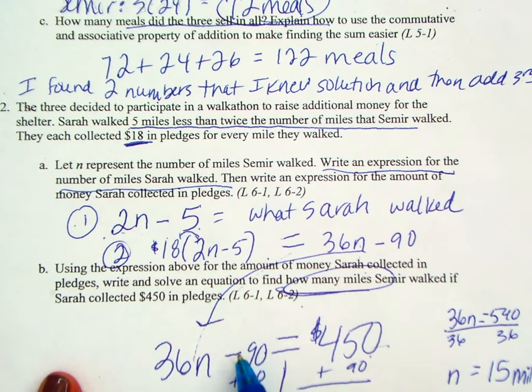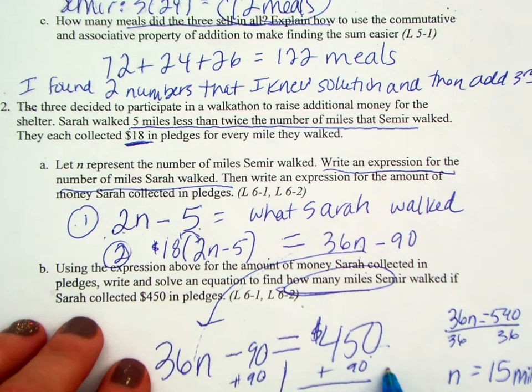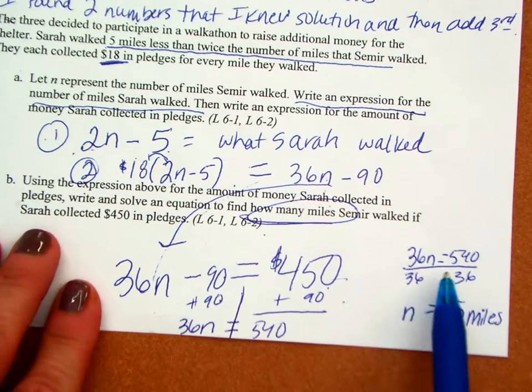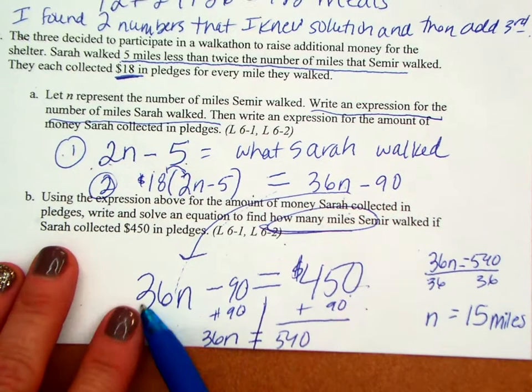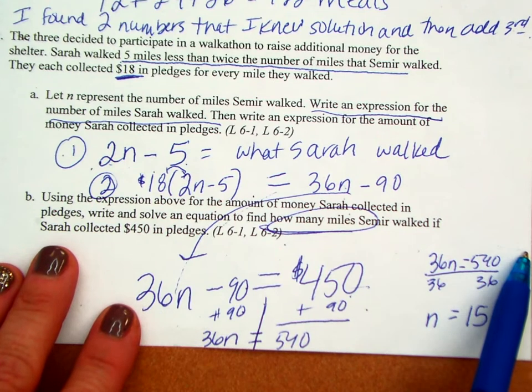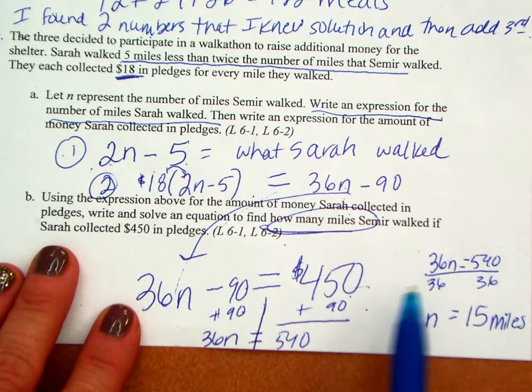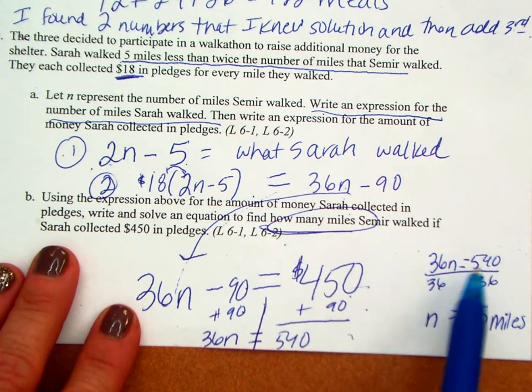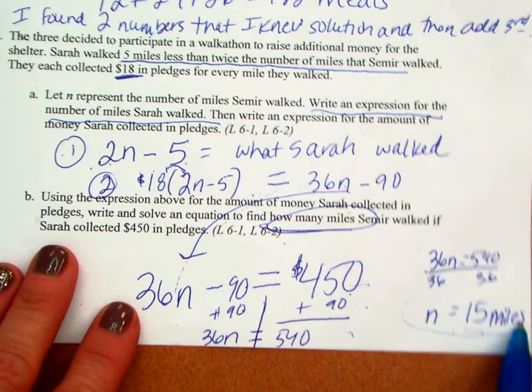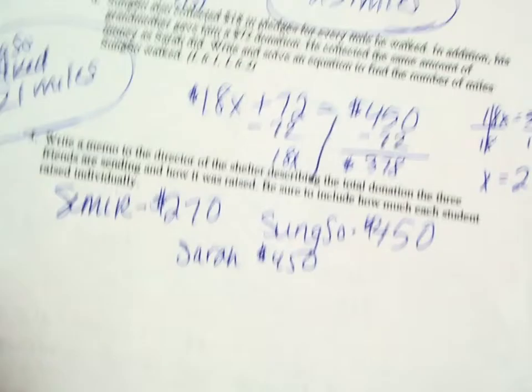Draw your line. This is a minus 90, so you do plus 90. So you got to do plus 90 over here. That equals out to 36n on the left side and 540 on the other side. 450 plus 90 gives you 540. Divide that out and you get 15 miles. You'll need to remember that n equals 15 miles for when I turn it over.